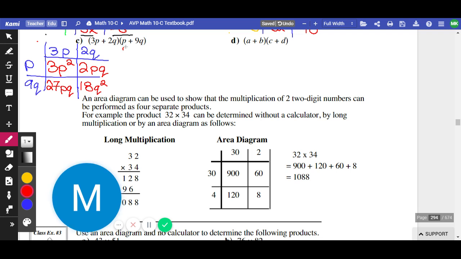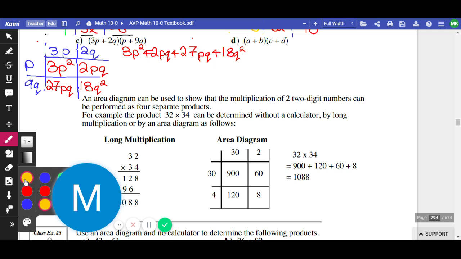When you write out all 4 terms, you get 3p squared plus 2pq plus 27pq plus 18q squared. You should have a couple terms that are the same. You have 2pq and 27pq. Those are like terms because they're same letters, same exponent, right? They're both the power of 1, they're both p, they're both q. Those things combined become 29pq.